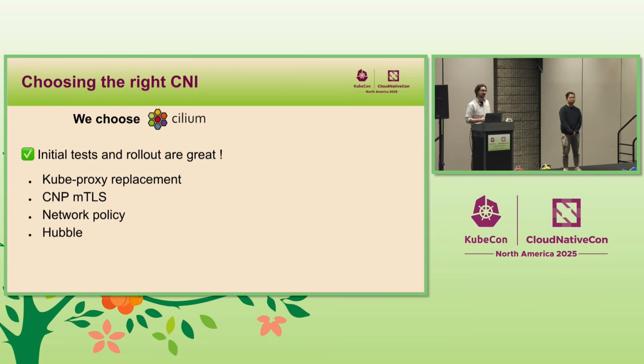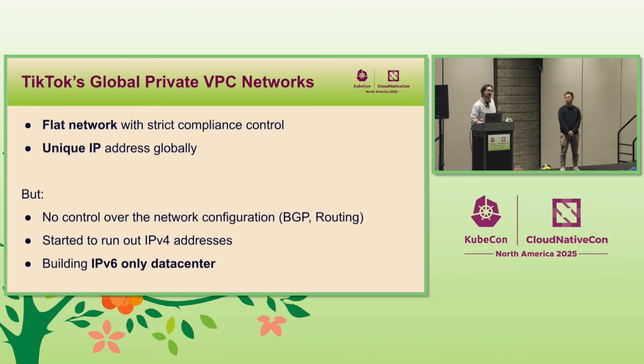Our initial test and rollout were great. Essentially, kube-proxy replacement for the high-performance part, using Cilium Network Policy to provide mTLS and some other types of network policy to control ingress and egress traffic more granularly, and finally Hubble and Hubble UI for everything observability related. So we were quite happy about that.